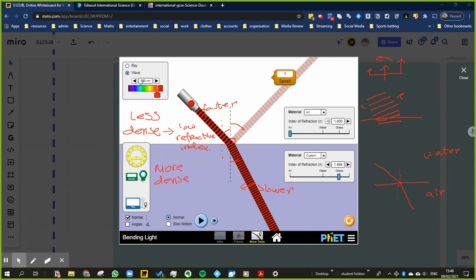At the risk of getting too advanced too quickly, you can always replay this video and try to understand what I'm saying later on. But we use this idea of refraction in light to design lenses.